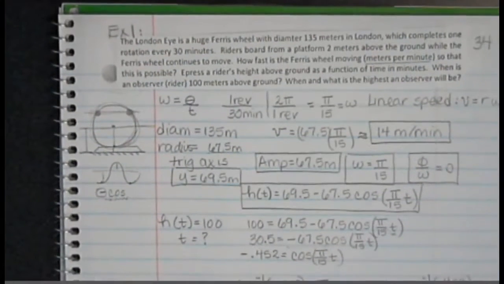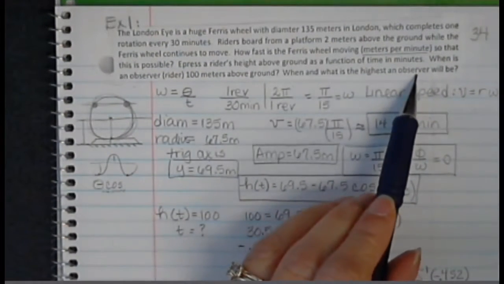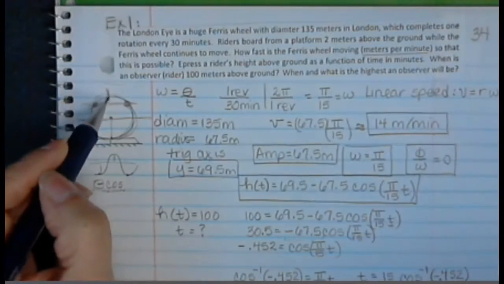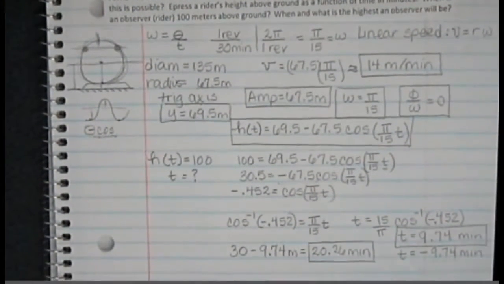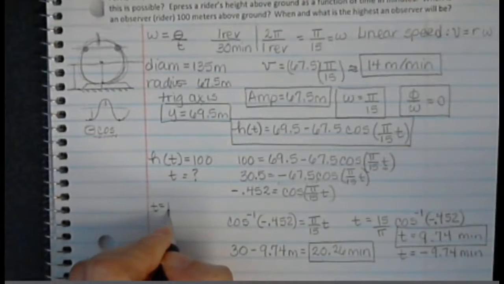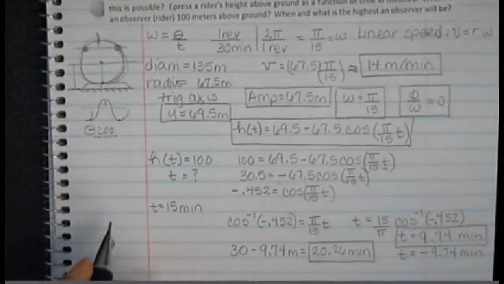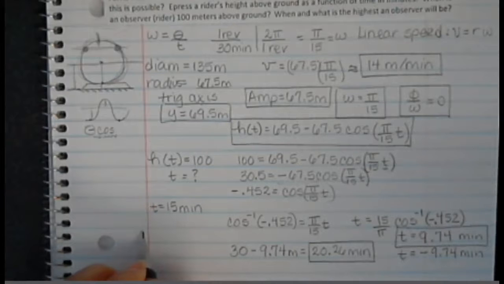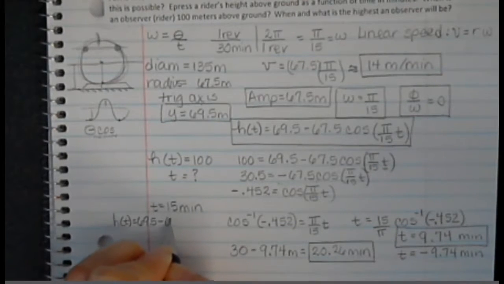So that's pretty interesting. The next question and the last question says, when and what is the highest the observer will be? So we know it's going to be at this point here, halfway through our Ferris wheel ride. So that means at t is equal to 15, that's half of 30. That's when it happens. And then let's go ahead and put it into our equation to see what the maximum height is. So when I do that, h of t, that's what we're looking for, is 69.5 minus 67.5.